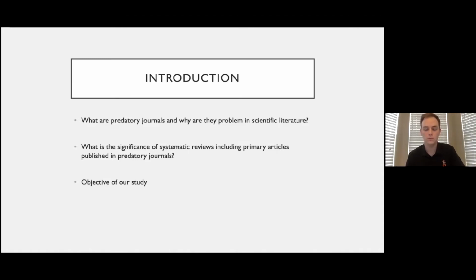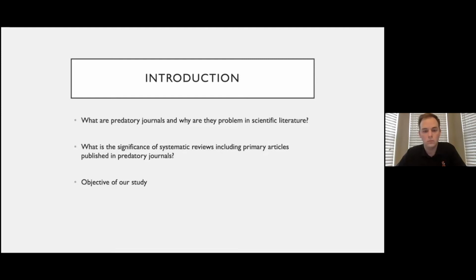And what is the significance of why they're included in these systematic reviews? Well, systematic reviews are a compilation of articles over the same topic and are often considered the gold standard of academic writing. And so having primary articles that were included in these systematic reviews that were published in these predatory journals kind of reduces or brings down the quality of these systematic reviews.